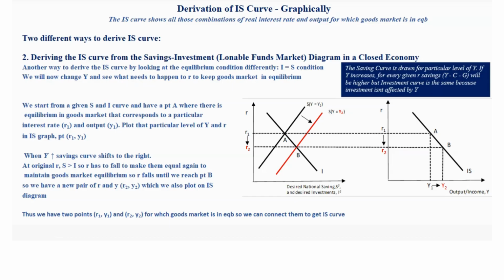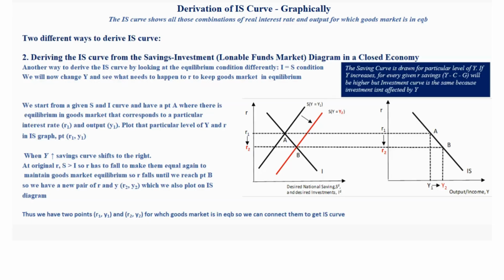equilibrium. But now we're going to derive the IS curve from a savings investment diagram, and we'll do it for the case of a closed economy. Now this works because we can rewrite the goods market equilibrium condition, which is Y equals C plus I plus G, as Y minus C minus G equals I, where Y minus C minus G is national savings. So we can look at the goods market equilibrium condition in an alternative equivalent way, which is national savings are equal to private investment.